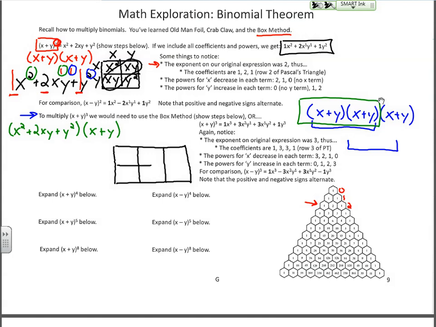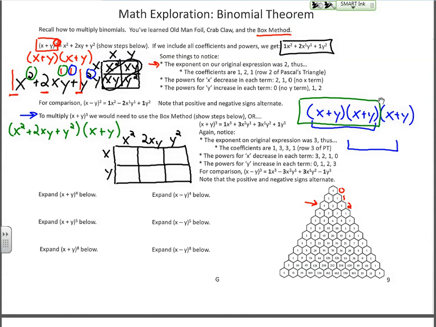Divide this into 2 sections. I'm going to put my binomial, my 2-term expression, down the side, and my trinomial, x squared, 2xy, and y squared, across the top.